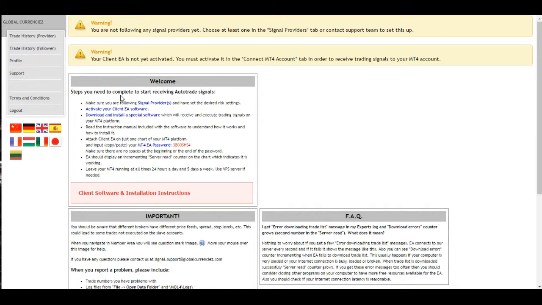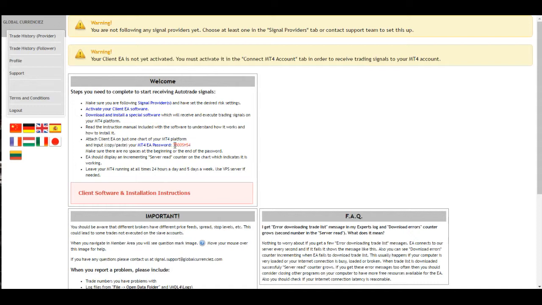This says make sure you follow. All right, activate the student EA software. We'll go over that. Then download it onto your MT4 platform. Read the instructions, guys. There's a manual that comes with it, and I'm not going to go over every single thing in these videos, so it would behoove you to actually read through the instructions so you get a better understanding. And then attach your client EA to the chart, just like any other expert advisor. And then this is my MT4 password for my EA.